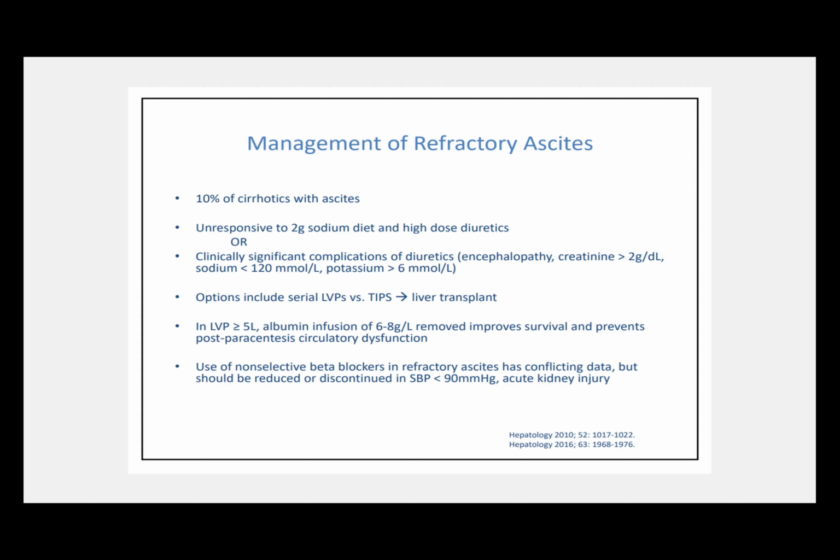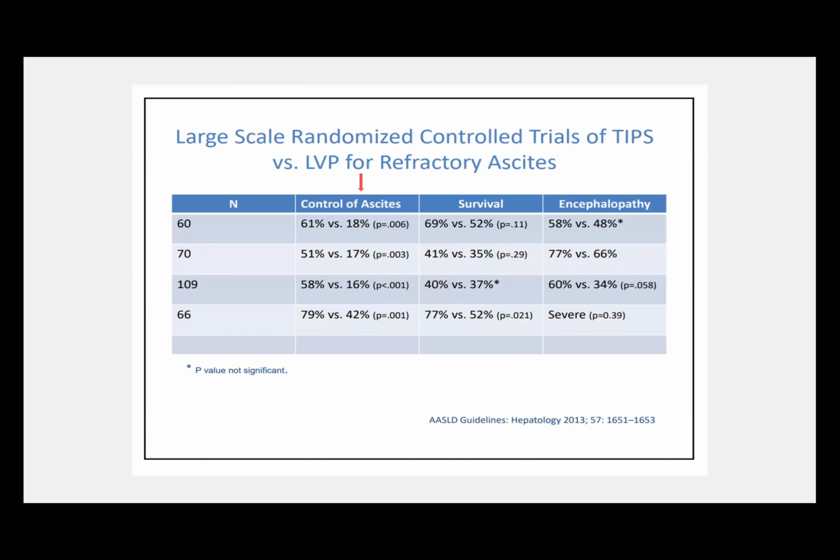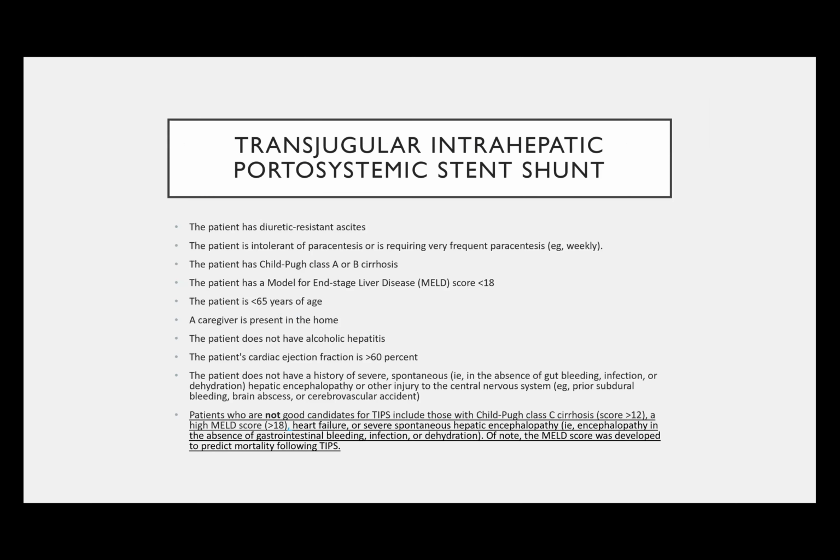And then, like we talked about, again, this is another opportunity to decide about whether you want to discontinue non-selective beta blockers, because you don't want to promote hypotension and you don't want to push the patient more towards AKI or hepatorenal. So you always have to question when these patients are on beta blockers how beneficial it is for them. And this was the large-scale randomized trials that they did for TIPS versus LVP, and there is data to support that TIPS is better. The limitation for TIPS is that the patient, as we already talked about, has to meet the definition of diuretic resistant ascites.